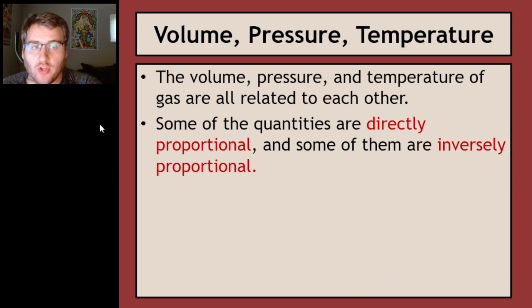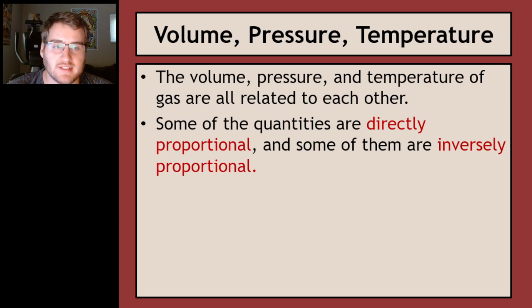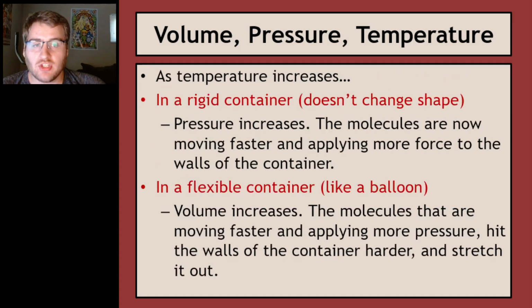We're going to talk about volume, pressure, and temperature and the ways that they're related to each other. They all are mathematically related to each other. Some of them are directly proportional, meaning when one goes up, the other goes up just the same. And some of them are inversely proportional, meaning when one goes up, another goes down.